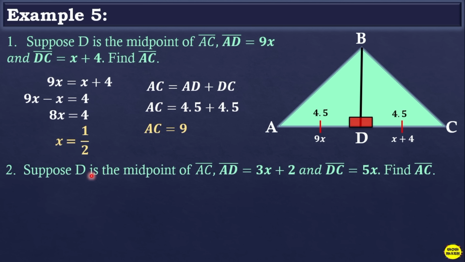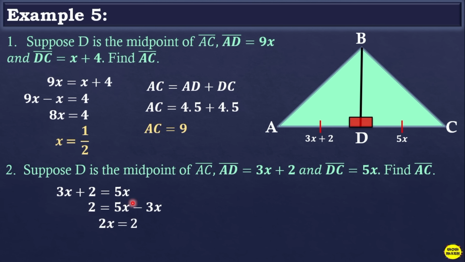Next, suppose that D is the midpoint of segment AC, your segment AD is 3x plus 2, ito po yun. And then your segment DC is 5x. So, paano po natin siya kukunin? So, since congruent nga po itong segments natin, find AC. So, equate lang po natin. So, 3x plus 2 is equal to 5x. So, that is 5x minus 3x is equal to 2. That is 2x is equal to 2.